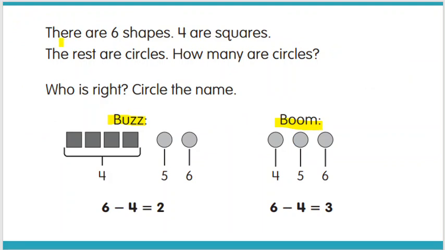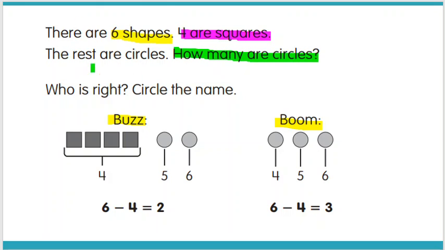So let's go ahead and read the problem first. There are 6 shapes. 4 of the shapes are squares, and the rest are circles. How many are circles? So they're asking us to solve this right here in green. So green is how many are circles. So we need to know how many of these shapes need to be circles.